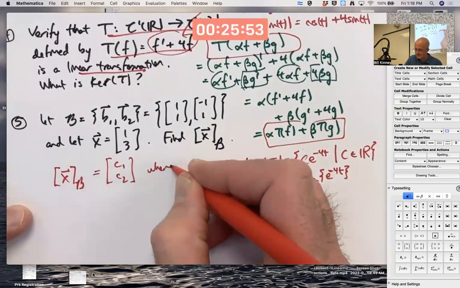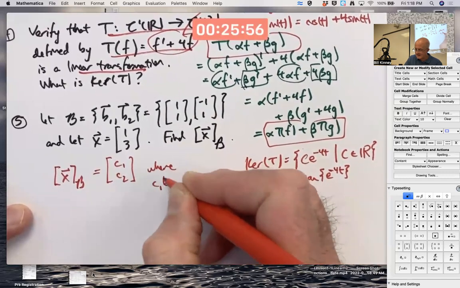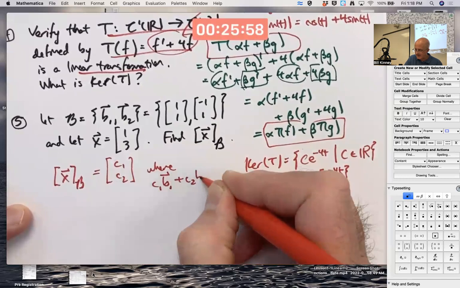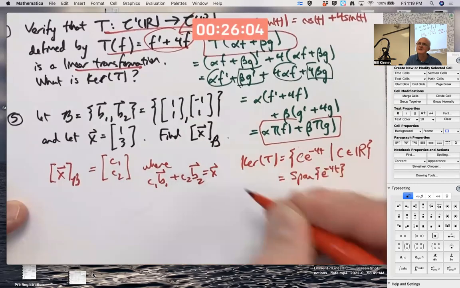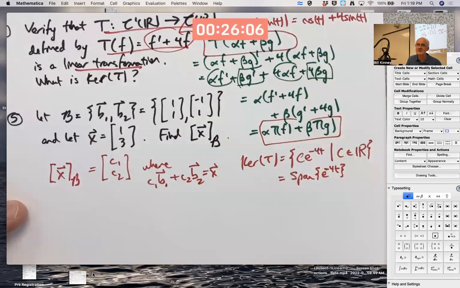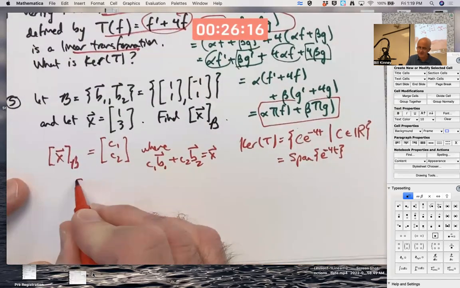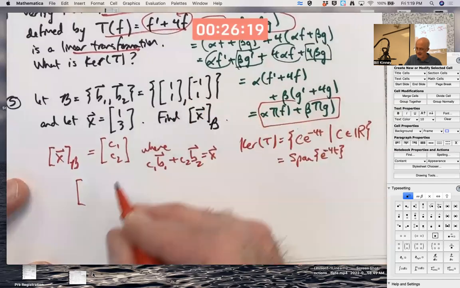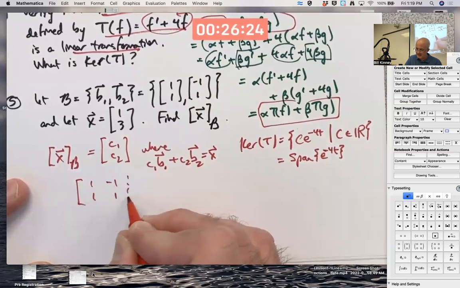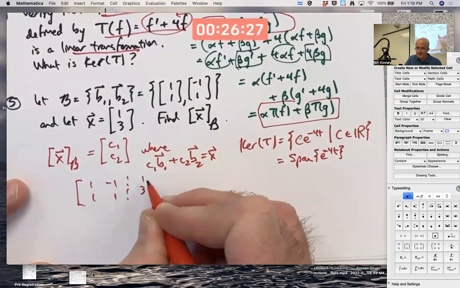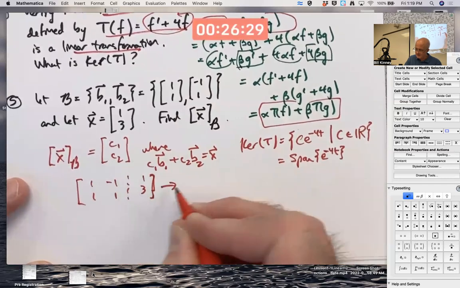How are they defined? They are the weights in a linear combination like this, C1 B1 plus C2 B2, where you get X. Solve for those weights. Effectively, you have to solve a system of linear equations in the unknowns C1 and C2, which can be done by row reduction. The components of the B vectors form the coefficients. We could make an augmented matrix with X on the right, and you could do row operations.